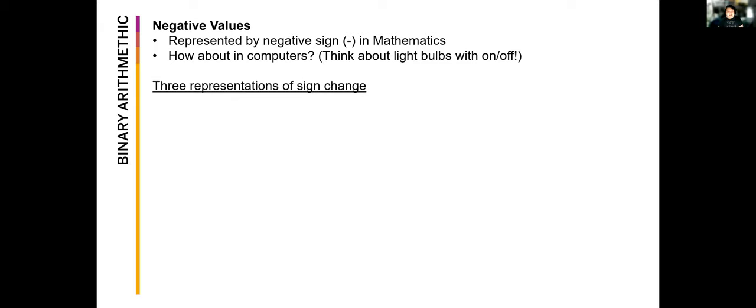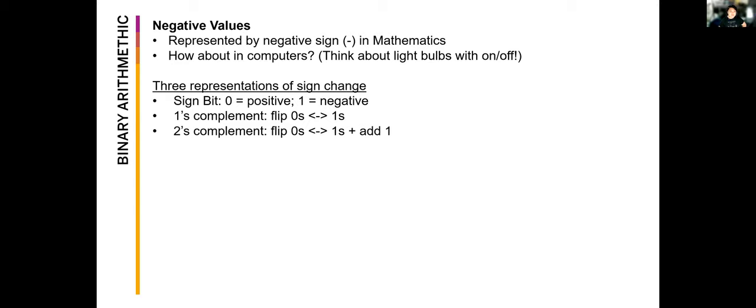There are actually three representations of this sign change from positive to negative and vice versa. The first one is the sign bit. At the start of the binary number, the most significant bit represents the sign. If it's zero, it means positive. If it's one, it means negative. The other two ways: flip the entire binary digit from zeros to ones and ones to zeros, which is the ones complement. Or, after you do the ones complement, you add one to the resulting number. That is what we call the twos complement.